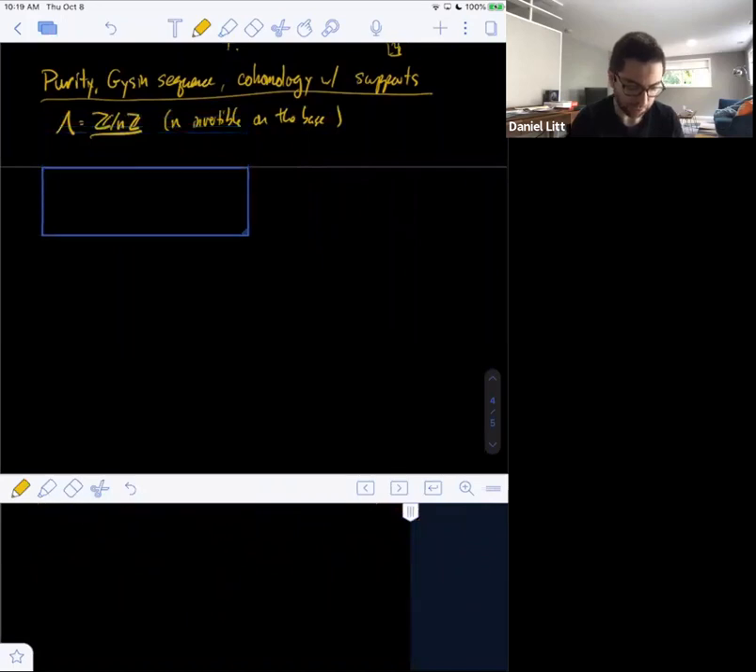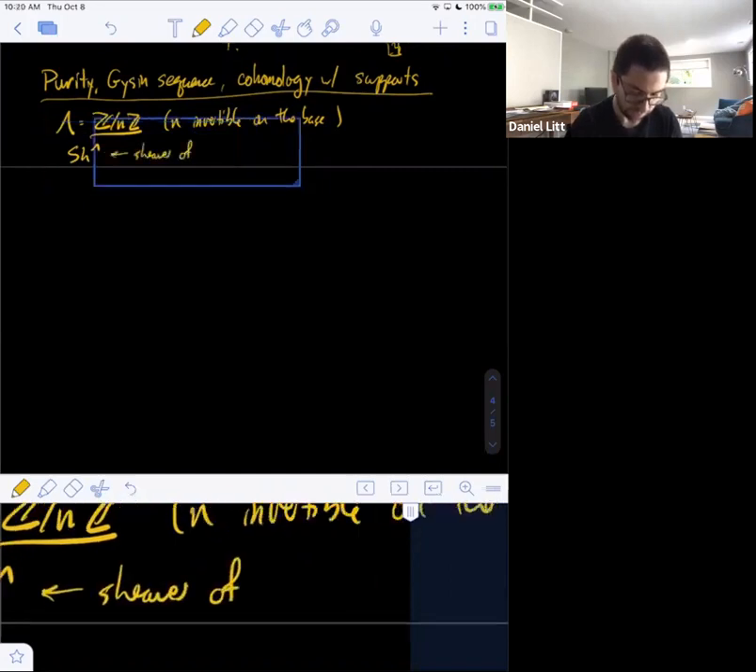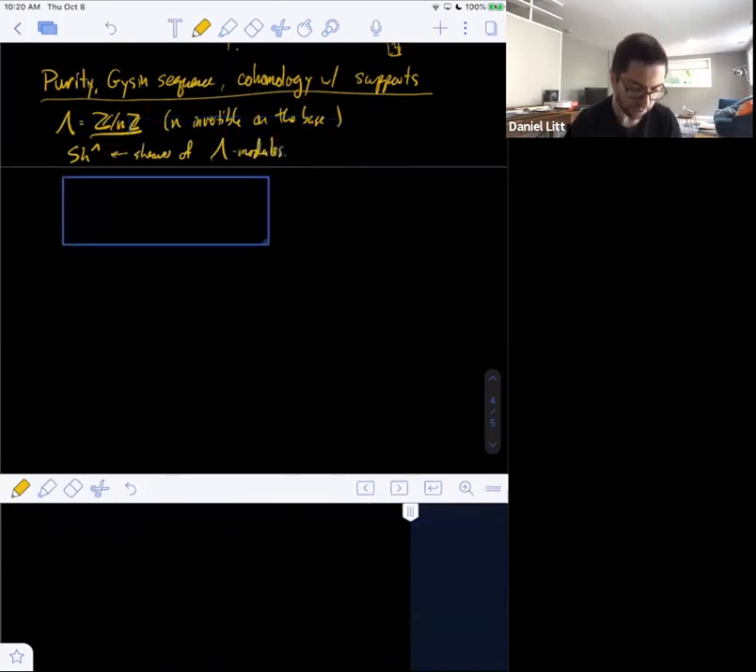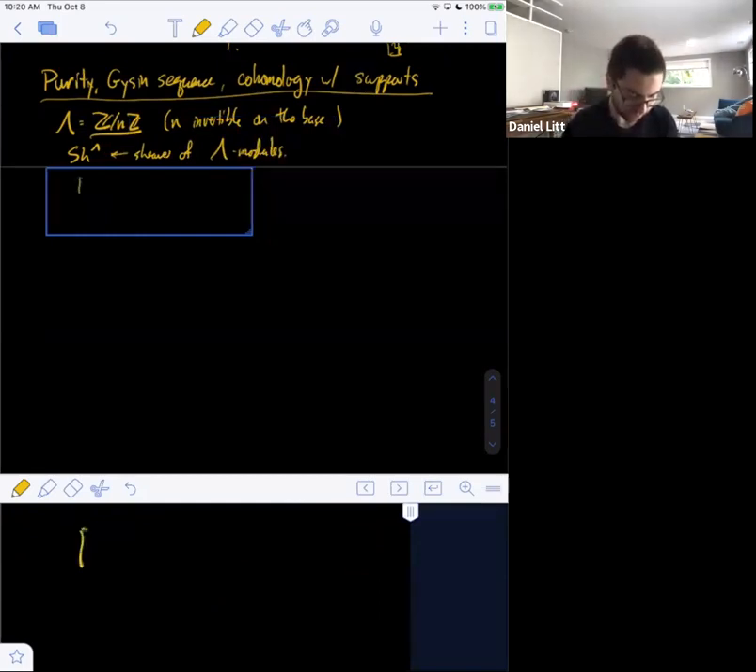So I'm always going to be working with sheaves of lambda modules. As an example of such a thing, the sheaf mu n is a sheaf of lambda modules.